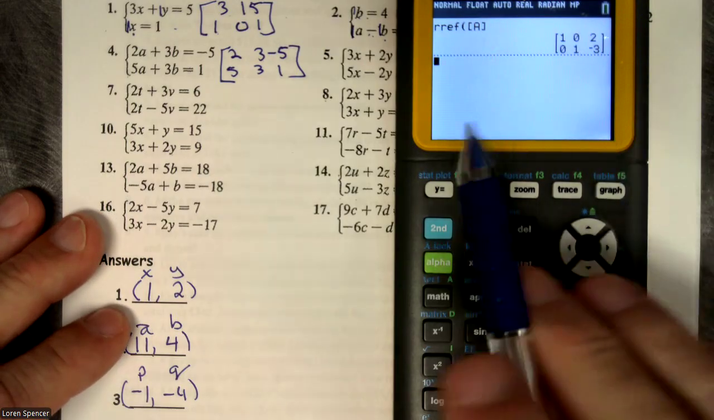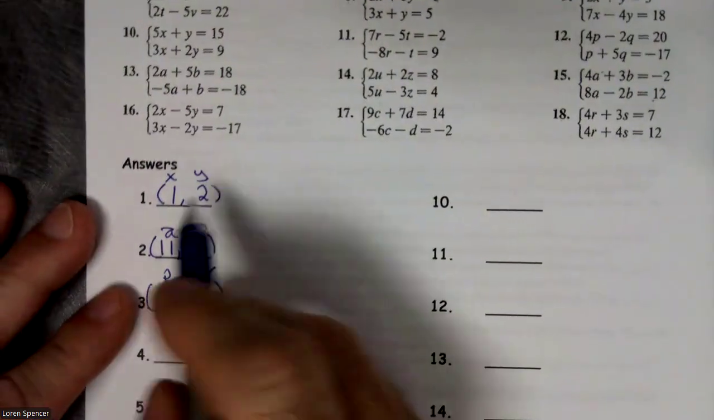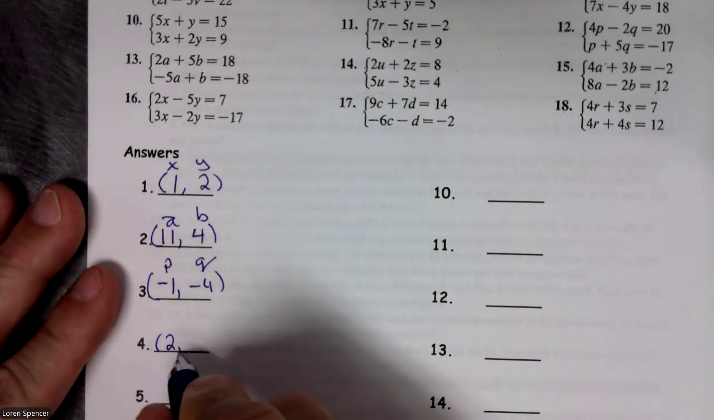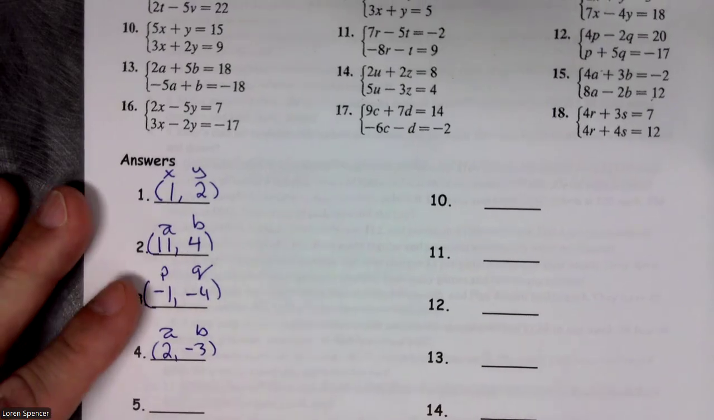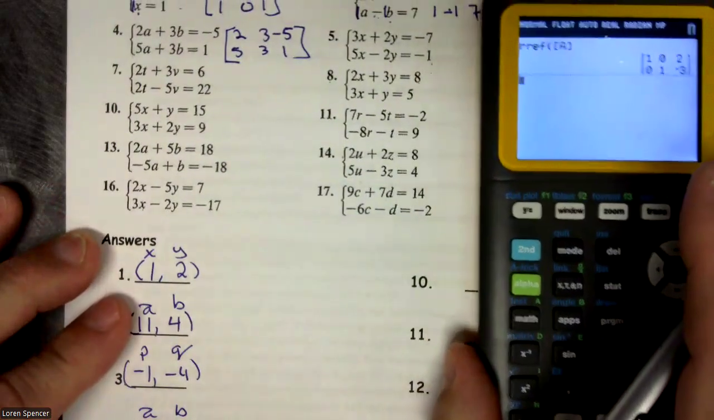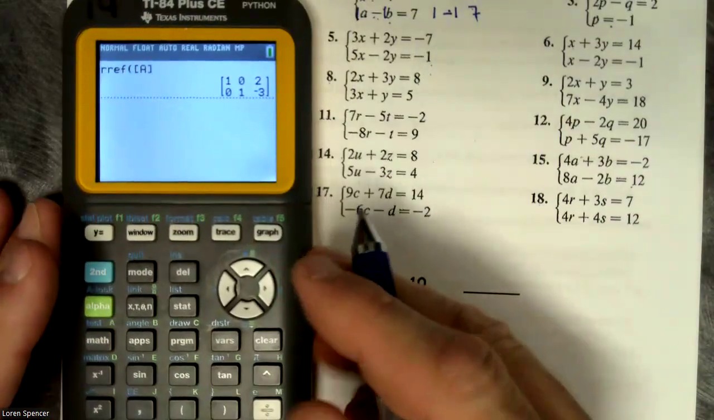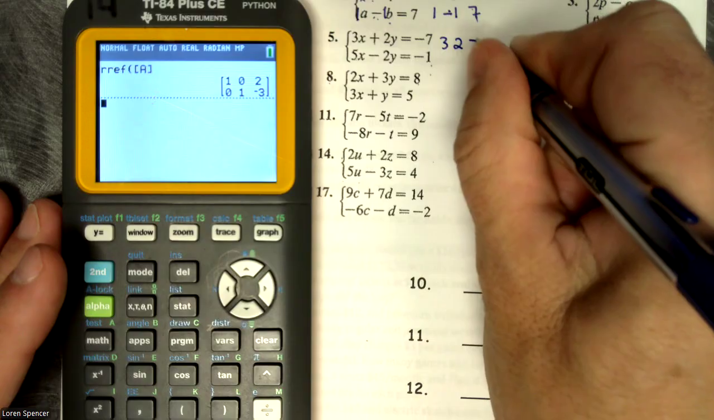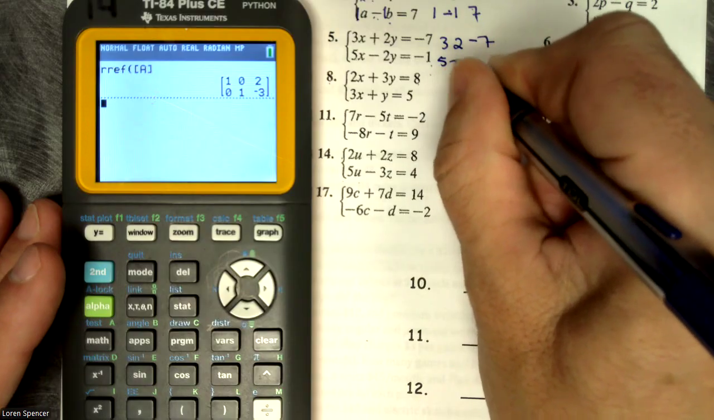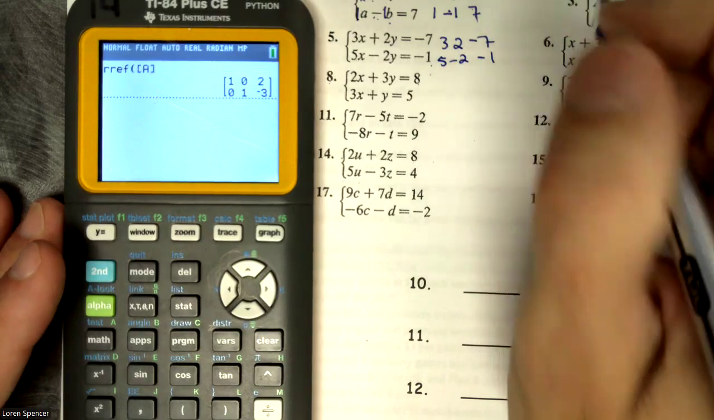And we get 2, -3. So 2, -3, this is A, and this is B. On number 5, again, we have all the numbers. So it's going to be 3, 2, -7, 5, -2, -1.